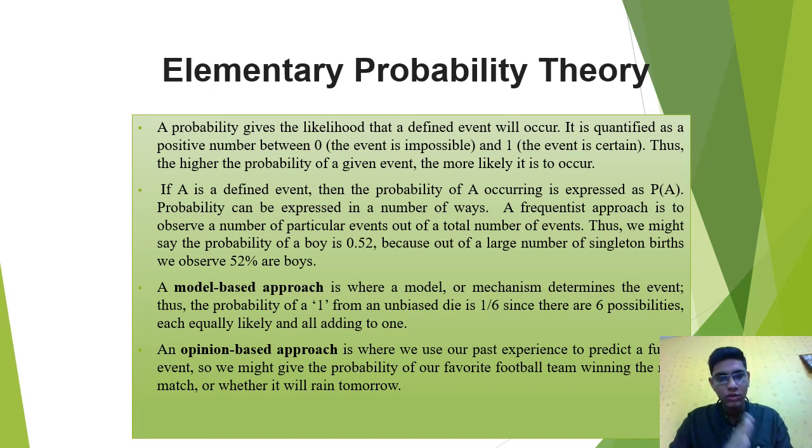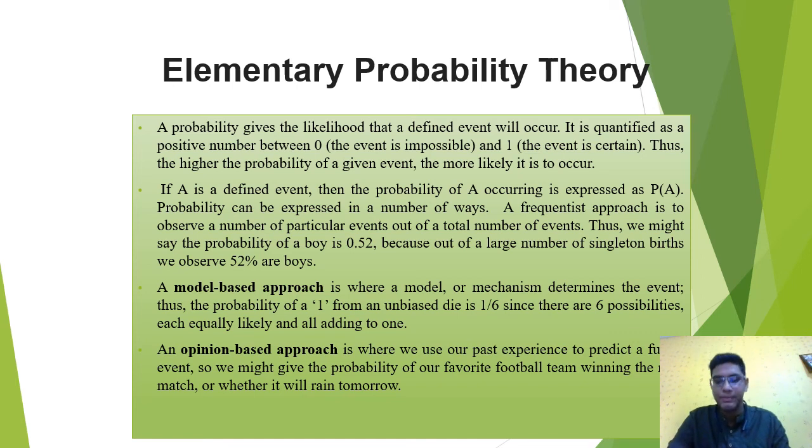So I'll tell you in simple meaning. If the probability is low, then the event occurring will be impossible or very, very unlikely. As the probability increases, the chances of the event occurring will also increase. So for example, if A is a defined event, then the probability of A occurring is expressed as P(A). And it can be expressed in a number of ways.